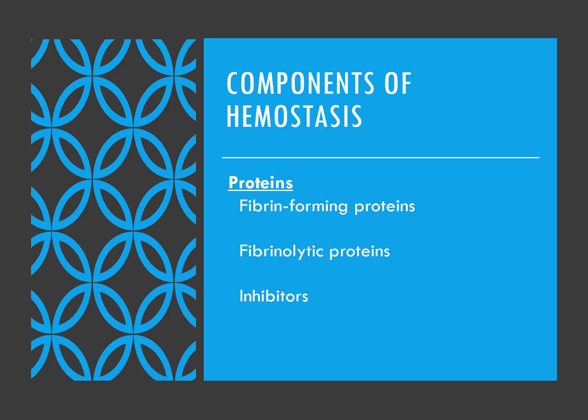We have some really important proteins in our body that are imperative components of hemostasis. First and foremost, we have fibrin-forming proteins. These are the proteins that you may have heard of called coagulation factors and cofactors. We have some enzymatic processes that occur during coagulation, and the ultimate result is fibrin formation.